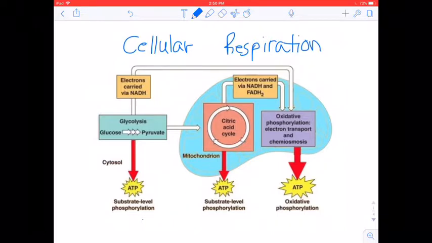In this video, we will be discussing the process of cellular respiration. Cellular respiration is a means by which cells extract energy stored in food and transfer that energy into ATP.